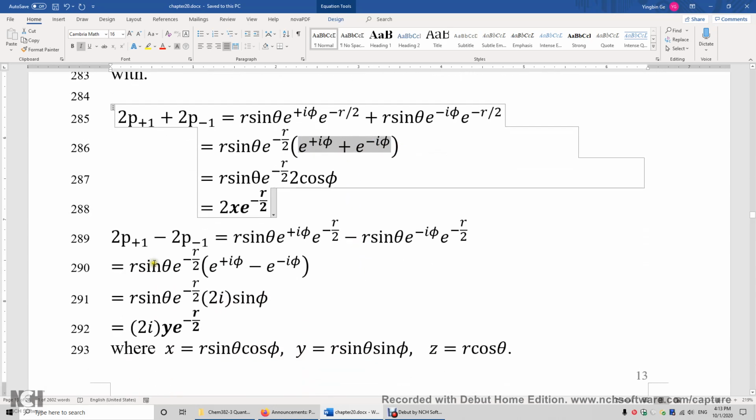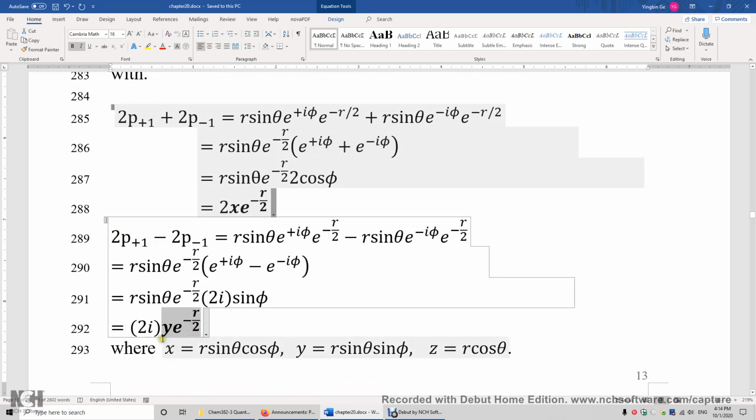Well, similarly, if you take the difference between 2p plus 1 and 2p minus 1, you'll get this 2py wave function multiplied by a constant. All right, and y times e to the power of negative r over 2, this part is the unnormalized wave function of the 2py orbital.